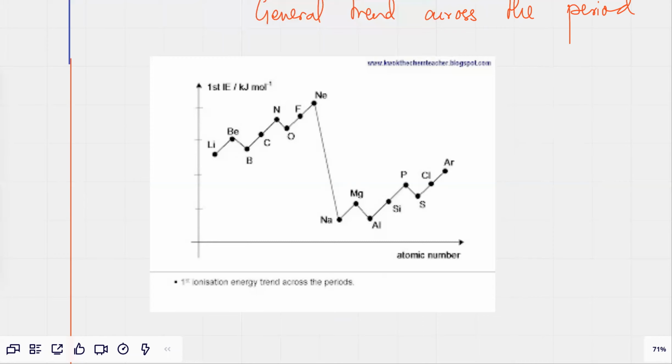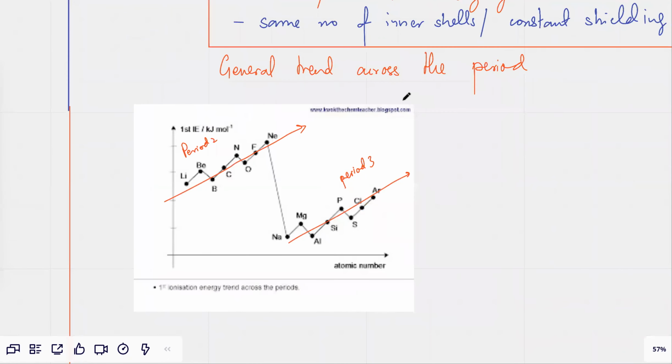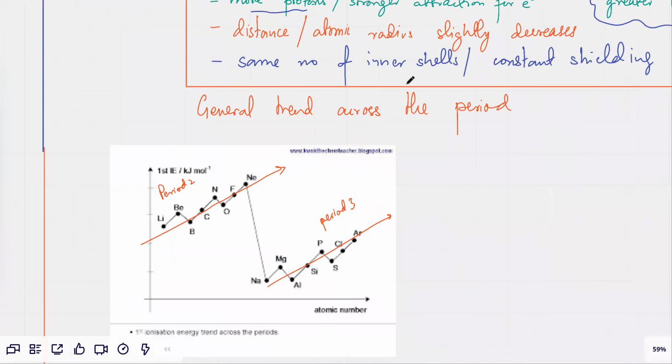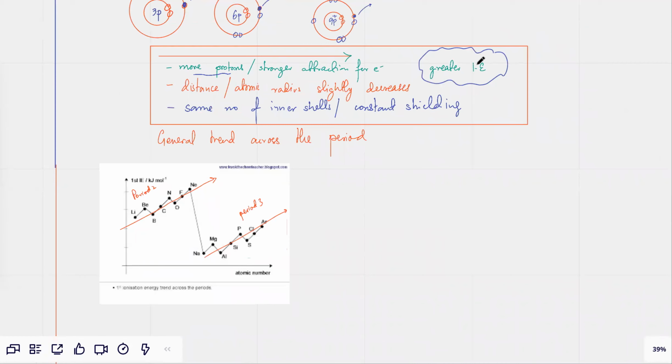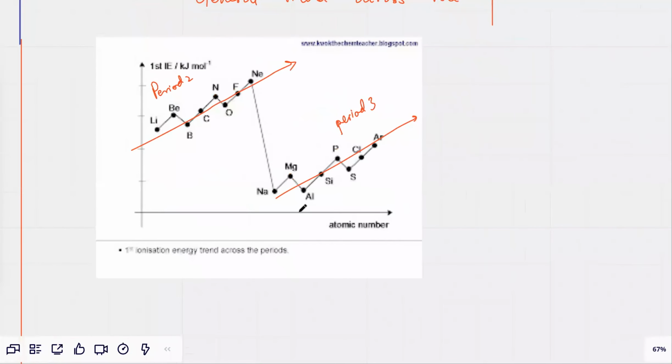This first one is period number 2, that's the second period. And then you have the next period, that's period number 3. So the general trend across the period is the same. It is following the general trend, which is that you get greater ionization energies. Don't compare the periods yet. Just focus on one period, across the period. We're not comparing the two periods. Period number 2, same trend. Period number 3, same trend.